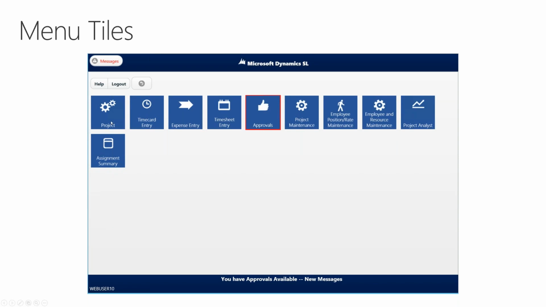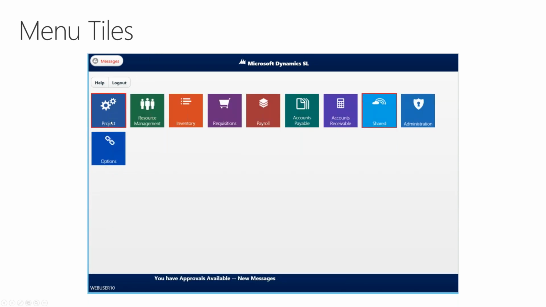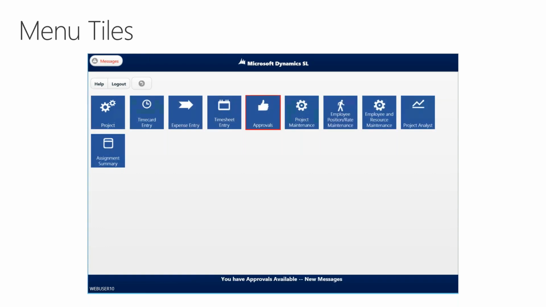Okay, this blue happens to be associated with the project area. So if I went into resource management, it would be that green, inventory, and so forth. So it gives me that functionality and that continuity. Now, like all things, we like to be able to customize them, so you can even customize your tiles.